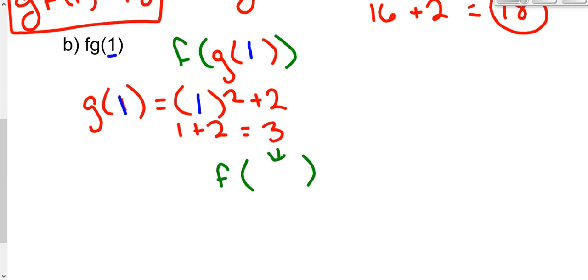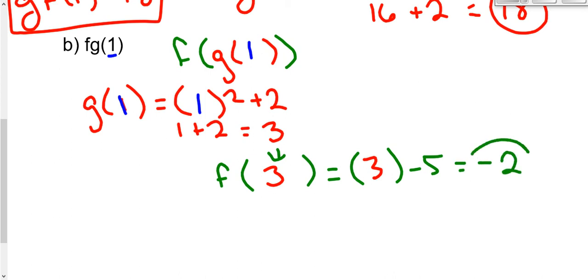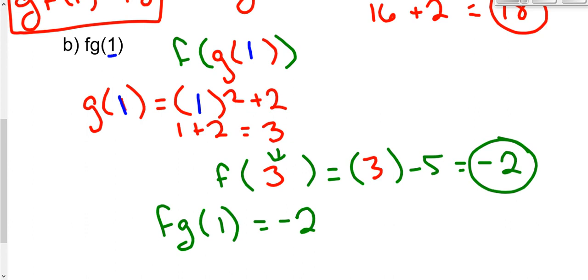So I need to take the number 3 and plug it into the function f. So I need to find f of 3. Whatever my inside gave me, that's the number I plug into my outside function. The f equation takes my number and subtracts the number 5, x minus 5. So my x value that I'm plugging in here is the number 3. I need to subtract 5 from that. 3 minus 5 is negative 2. And that tells me my answer for the whole function. F of g of 1 is the number negative 2.